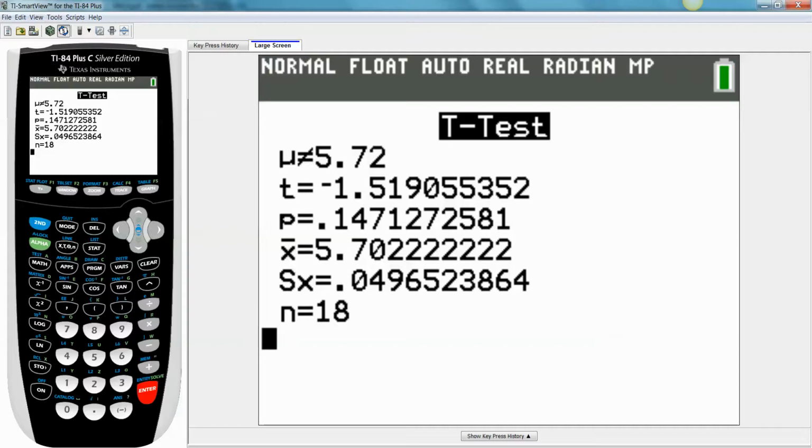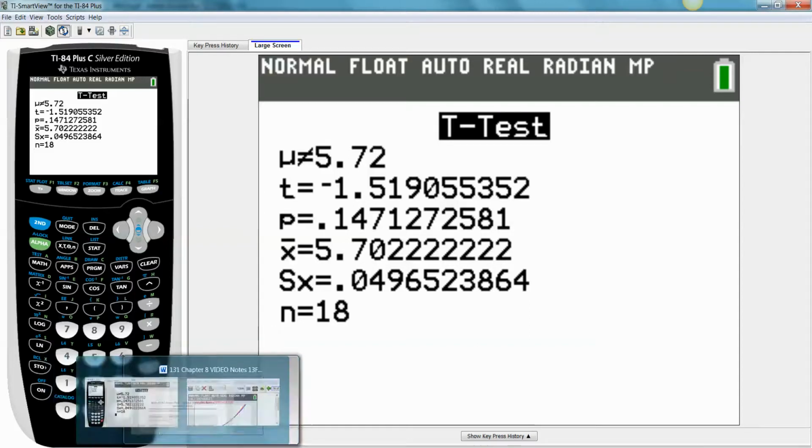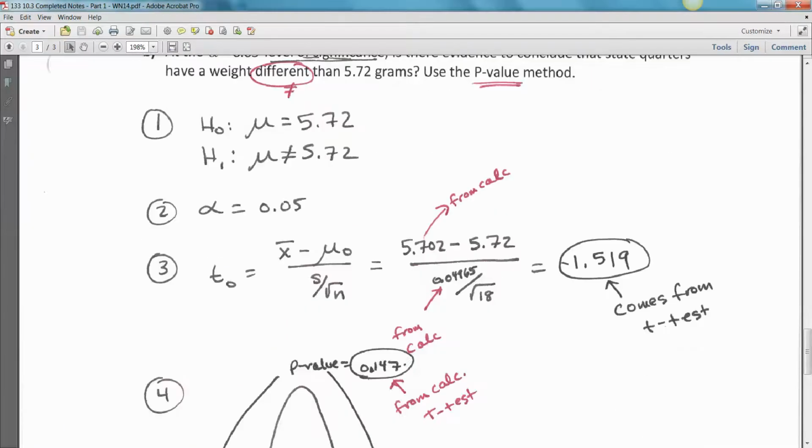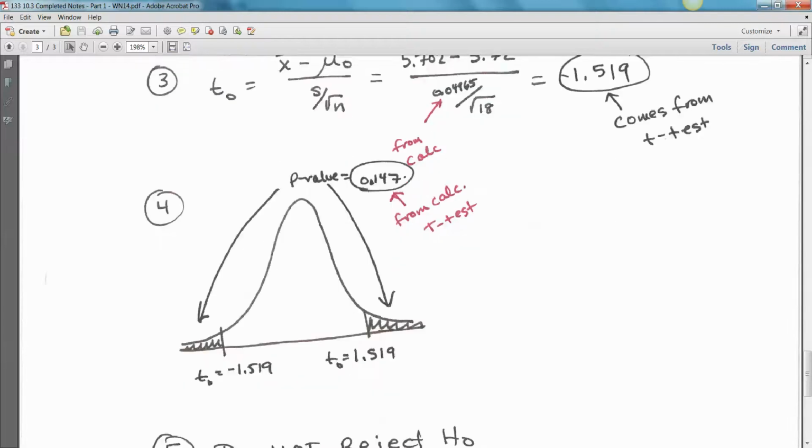And when I do that, you can see it gives you the x bar value right there of 5.702, gives you the s, which is 0.04965, tells you that n is 18, tells you your p-value is 0.147, and your test statistic is negative 1.519. So it gives you all those important pieces of your test right there.